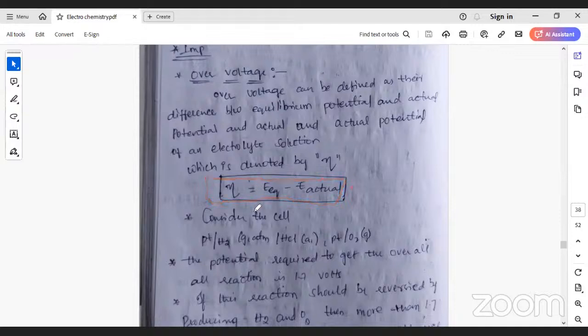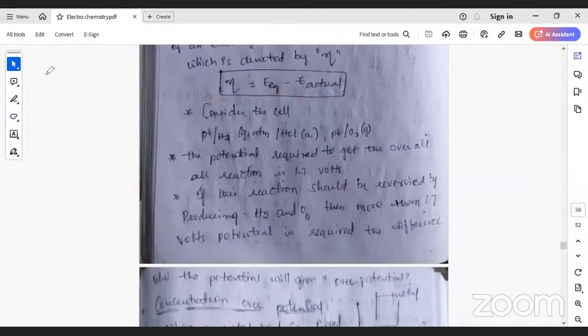Just see below. Consider the cell where platinum with hydrogen is dipped in HCl solution, then platinum with oxygen gas. The potential required to get the overall cell reaction is 1.7 volts. The platinum is dipped in hydrogen gas in HCl solution, and the same platinum is dipped in oxygen gas, so 1.7 volts of potential is required for the overall cell reaction.